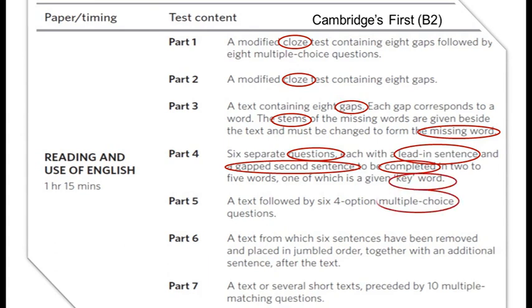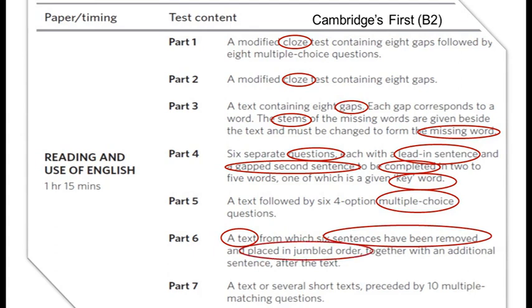In part five, you get a text followed by multiple choice questions. Part six includes a text with jumbled sentences. That means that they are in the wrong order. And of course, you have to find what sentence corresponds to what part of the text. Finally, in part 7, you get several short texts and 10 multiple matching questions. So this is what First B2 includes.